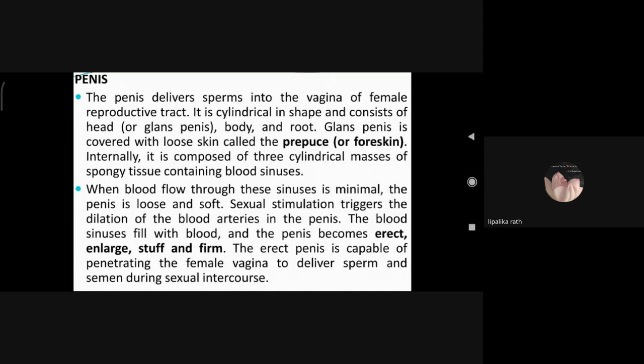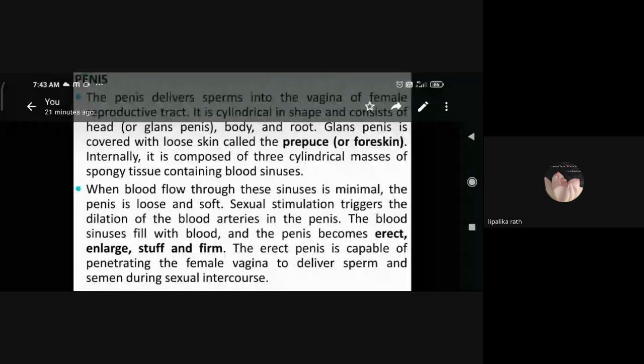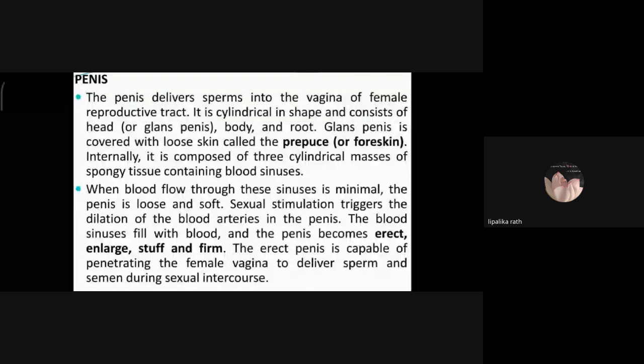The glans penis is covered with loose skin called prepuce or foreskin. So the glans penis, the head region, is covered with loose skin called prepuce or foreskin. Internally, it is composed of three cylindrical masses of spongy tissue containing blood sinuses. So it is highly sensitive and has a lot of blood circulation, much more than elsewhere. When the blood flow in the penis is minimal, it is loose and soft.